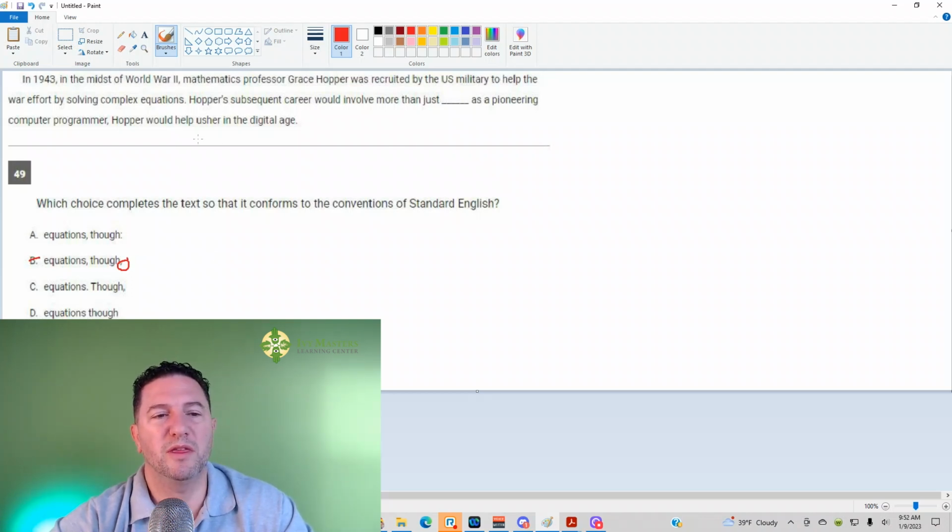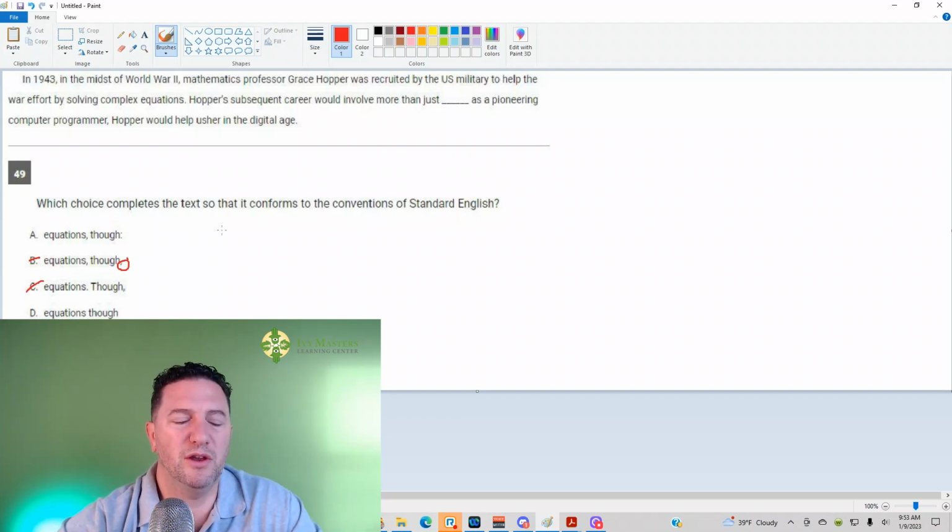Answer choice C. If you read with answer choice C in place, Hopper's subsequent career would involve more than just equations. Makes sense. But then the word though is coupled with the wrong independent clause. Though as a pioneering computer programmer, Hopper would help usher in the digital age. Again, though is with the wrong independent clause.